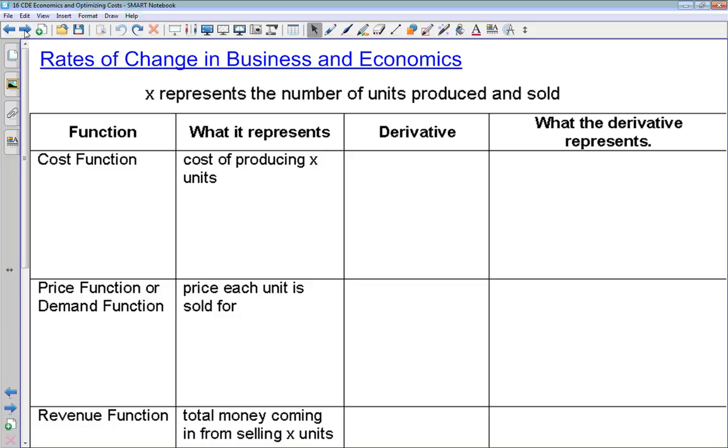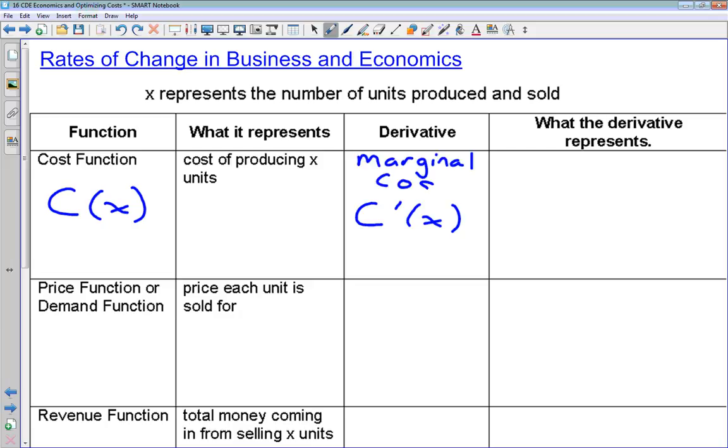So first off, we have our cost function, usually designated by capital C as a function of x. So it represents the cost of producing x number of units. And we don't know what these units are. They could be any product that we're trying to produce or any product that we're trying to sell. Okay? Now, if we take the derivative of our cost function, so c primed at x, we get what is called the marginal cost, or the marginal cost function.